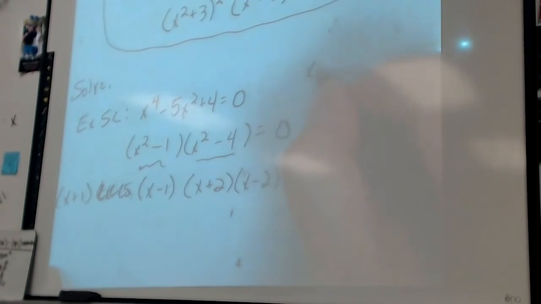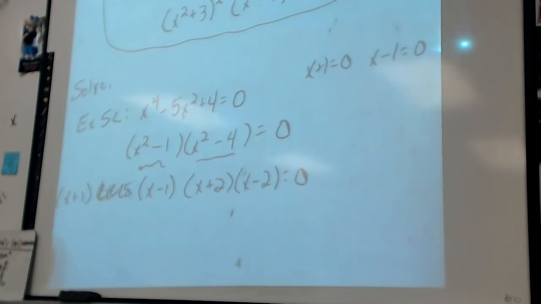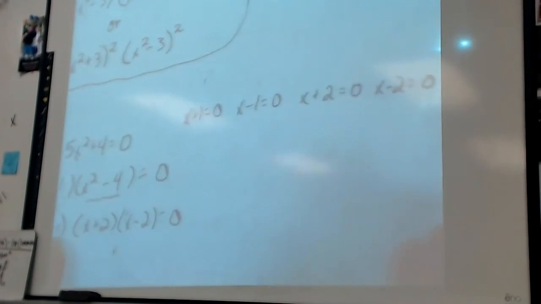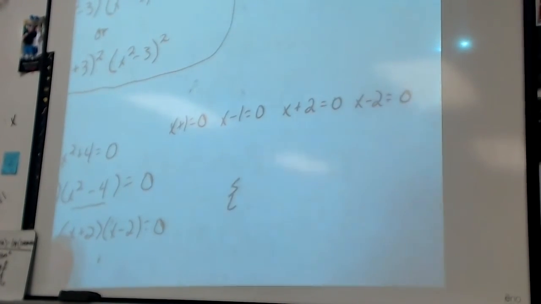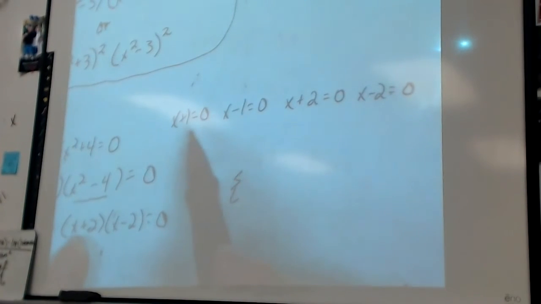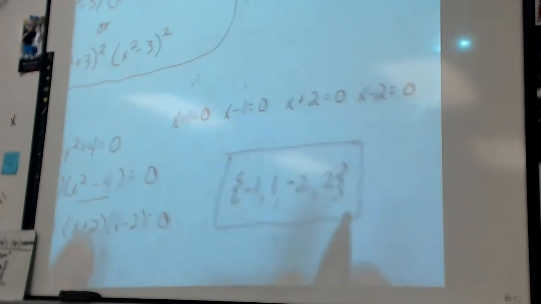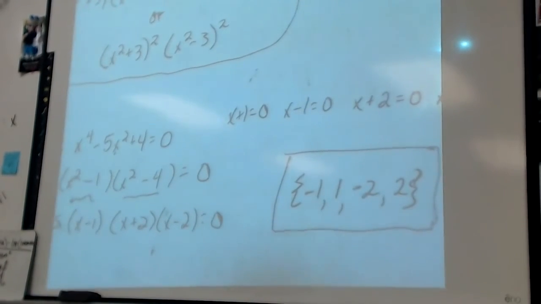So set each one of those equal to 0. I'm going to skip a step here. I'm just going to go ahead and put it in my little thing here. So if x plus 1 equals 0, what's x? -1. If x minus 1 equals 0, what's x? 1. If x plus 2 equals 0, what's x? If x minus 2 equals 0, what's x? So that one has 4 solutions. But it's a 4th degree function, so it could have up to 4.